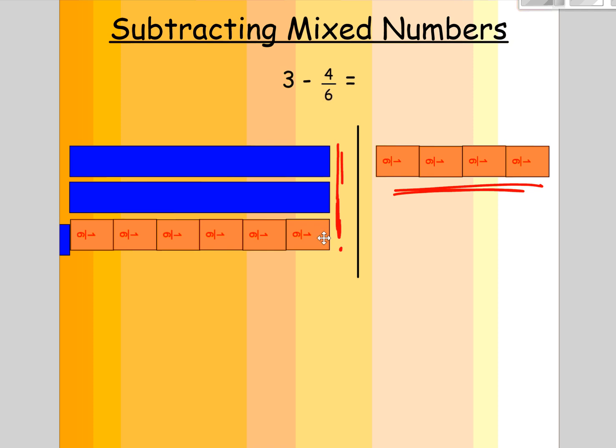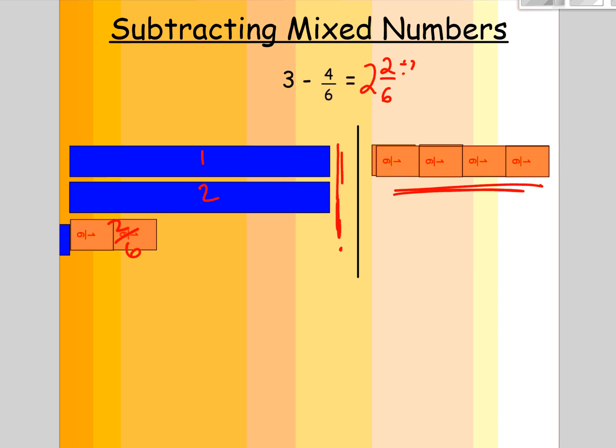6/6. Now I can go 1, 2, 3, 4, and I can see what I'm left with. I'm left with 1, 2, and 2/6, or that tells me that 3 minus 4/6 is 2 and 2/6, which I can simplify by 2 and get 2 and 1/3.